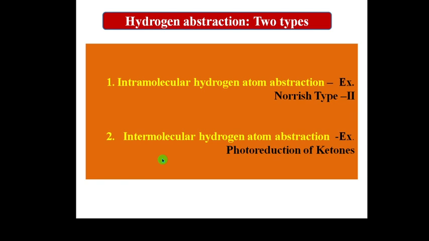Before going to these photoreduction reactions, one must be clear about hydrogen abstraction. Hydrogen abstraction has two types. Number one, intramolecular hydrogen atom abstraction, that is Norrish type 2, which has been discussed in early videos. And number two, intermolecular hydrogen atom abstraction, that is photoreduction of ketone in this video.